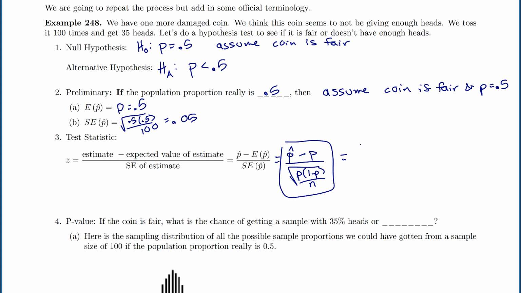So p hat, in this case, we got 35 heads out of 100. So p hat equals 0.35, and my sample size equals 100. So we'll do 0.35 minus the expected value of 0.5 over the standard error of 0.05. So this gives me -3. So this is more than 2 standard errors away. So we know we're going to be surprised.